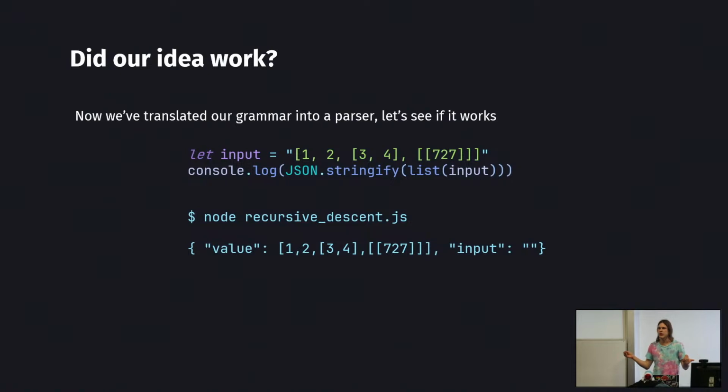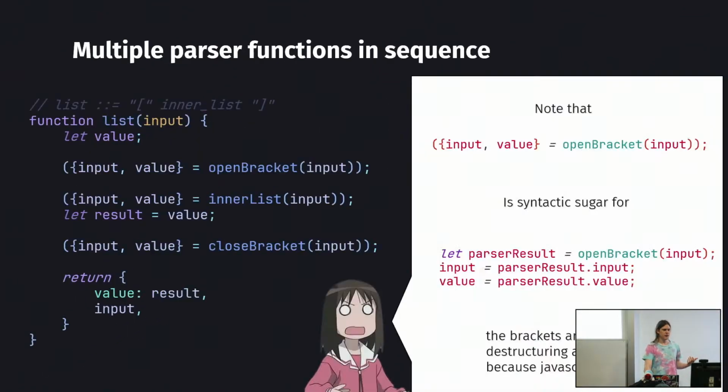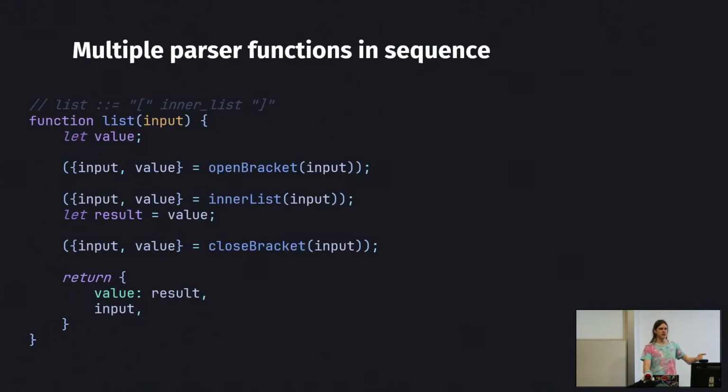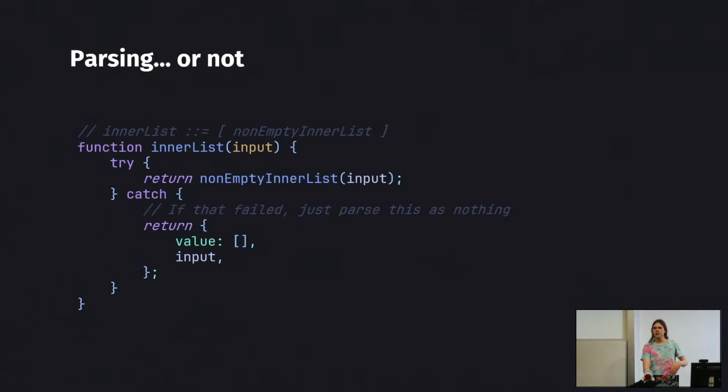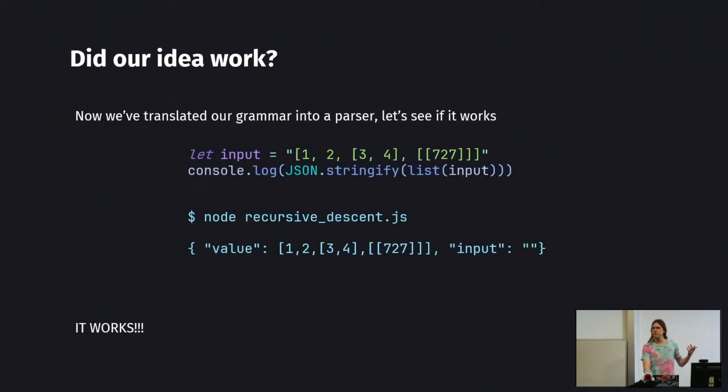We didn't have to do any of that complicated stuff with matching brackets. We didn't need a stack because the stack is the function stack. Yay, right? It just works. And this is the power of recursion, right? Because we've just defined that an element can be a list, and a list contains a bunch of elements, this is how it's defined, and it works.